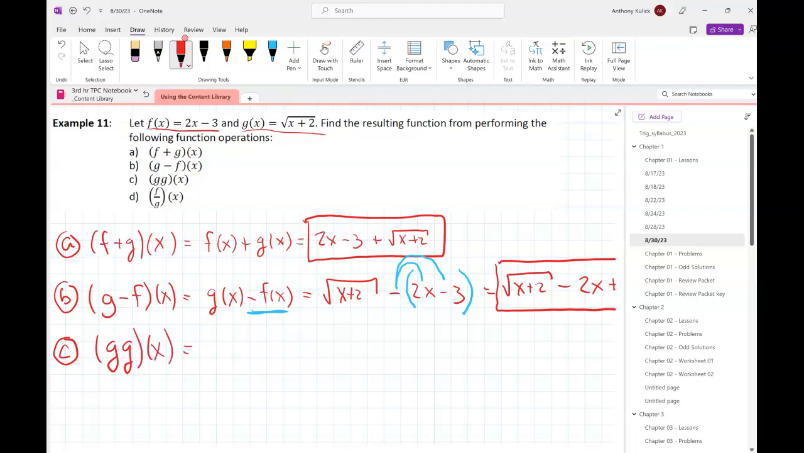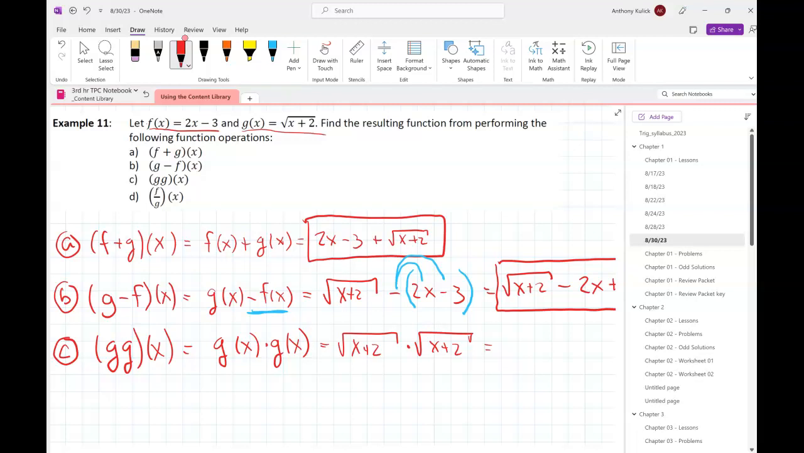So here we have g times g of x. Again, from my rules above, I know that's just the same thing as g of x times g of x. And in the problem, it tells me that g of x is just equal to square root x plus 2. Okay. So far, so good.